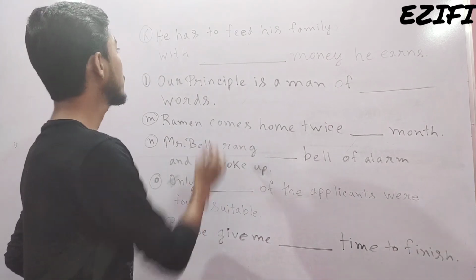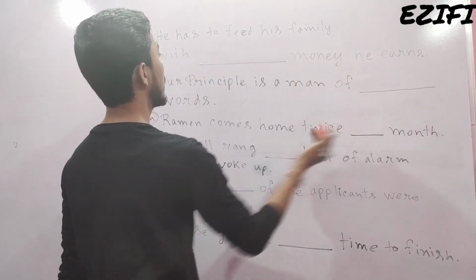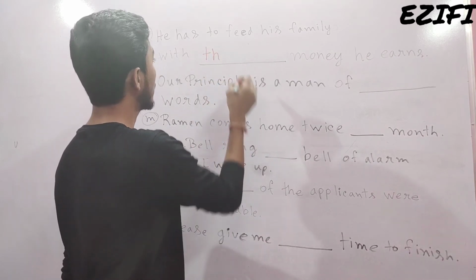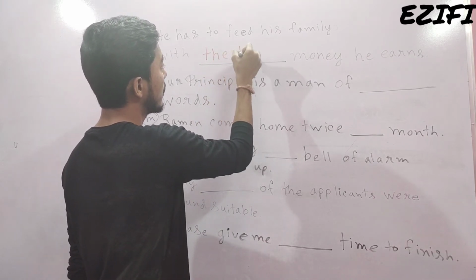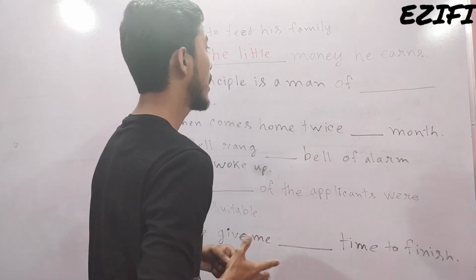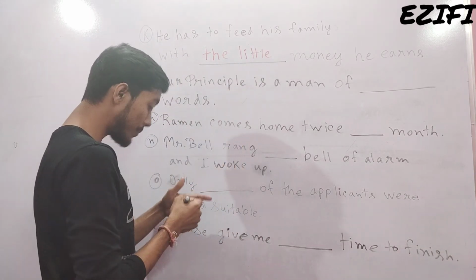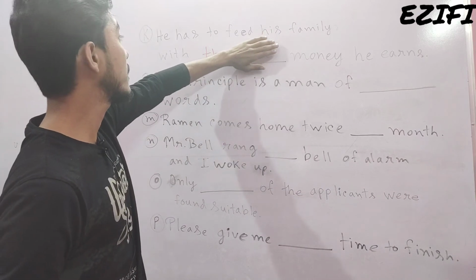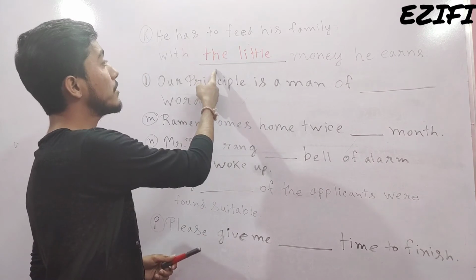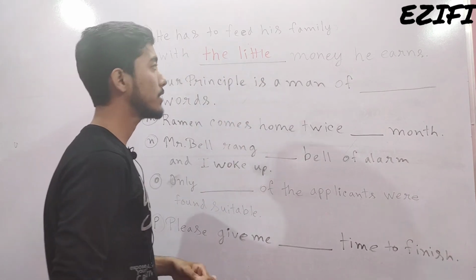Moving on to the next question. He has to feed his family with dash money he earns. Now the answer will be, he has to feed his family with the little money he earns. Now we will not skip this. In many places you may have written, he has to feed his family with the money he earns. That is wrong. You have to write, he has to feed his family with the little money he earns.